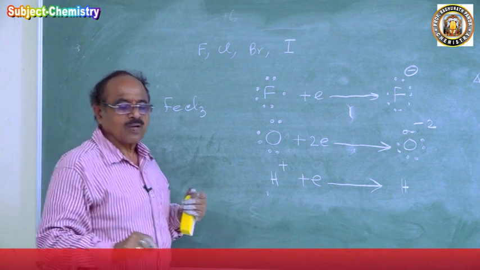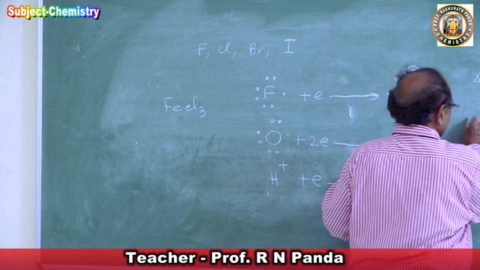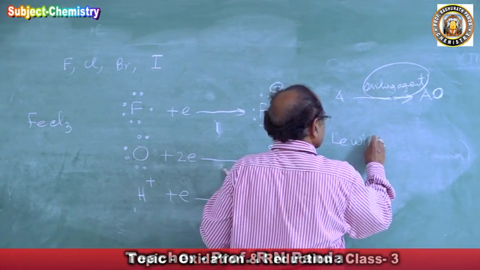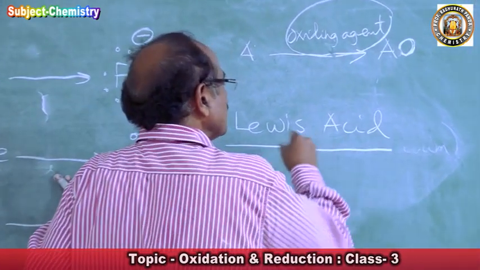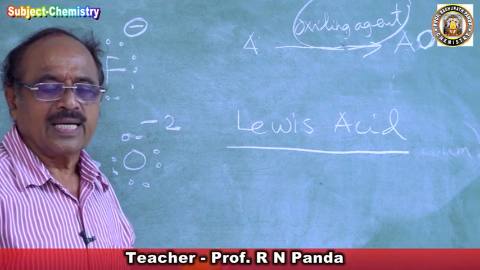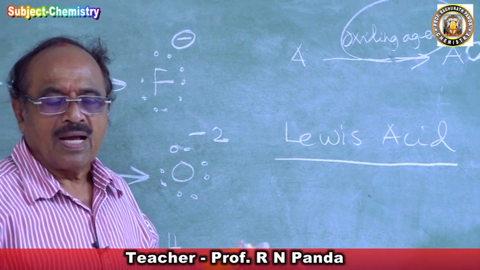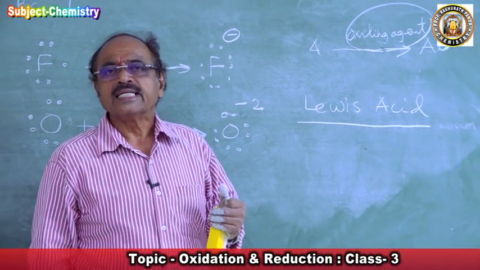Electron deficient molecules are called Lewis acids. All electron deficient molecules are called Lewis acids. So all Lewis acids are oxidizing agents. So Lewis acids are very good oxidizing agents.